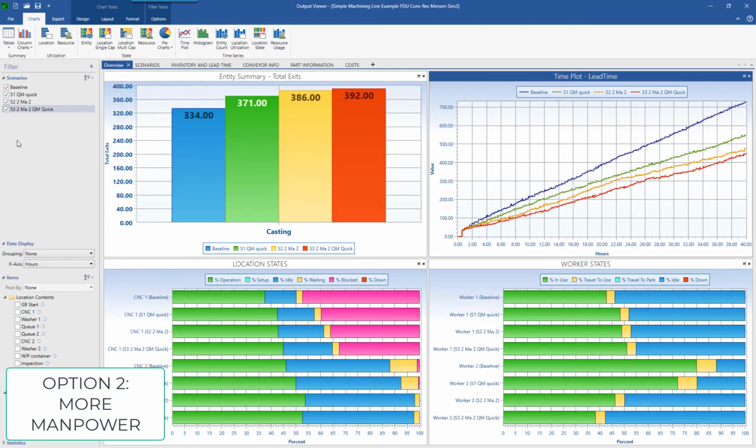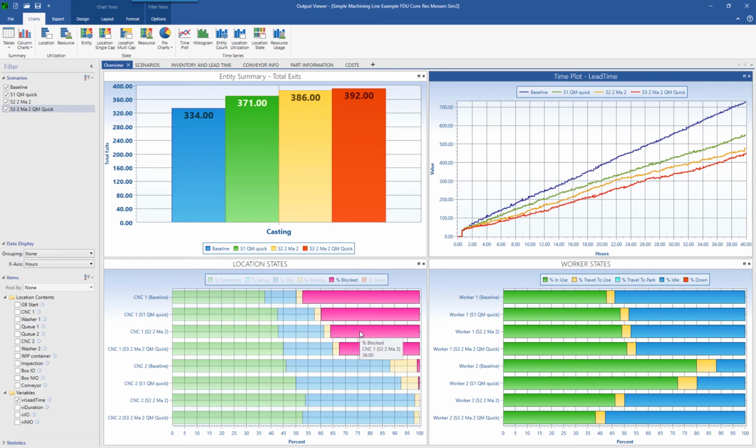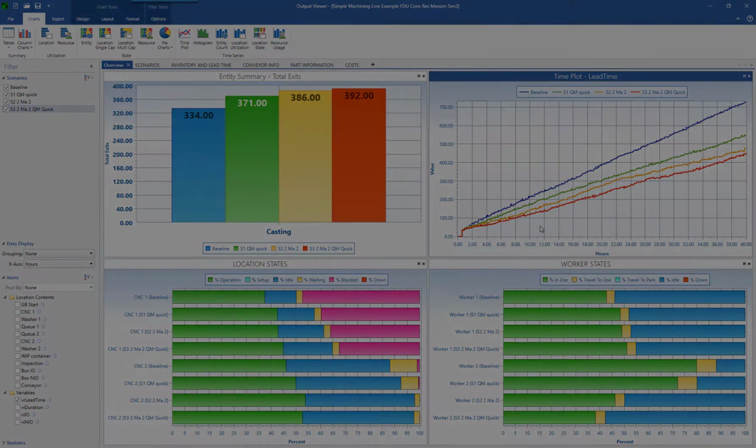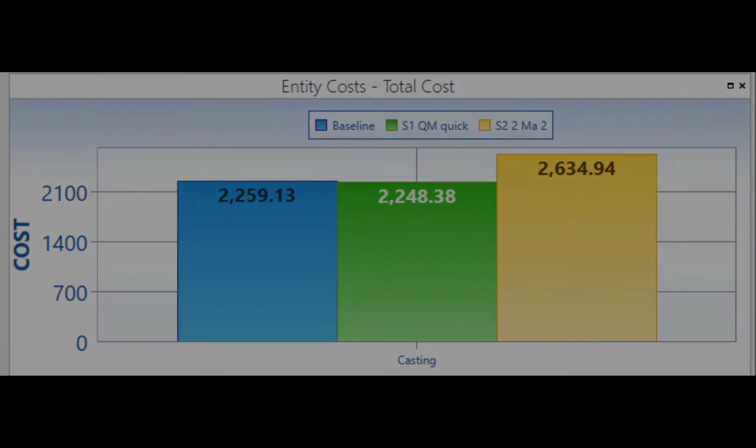We can see that adding a second worker increases output to 386 over the 40-hour time period. We can see that the two workers are utilized at about 50%, which is definitely more balanced. But there is additional cost realized as we have an extra person to pay. However, it is not double, as one might expect.